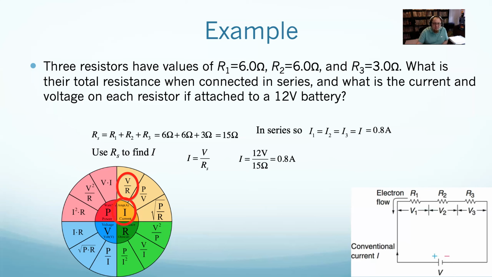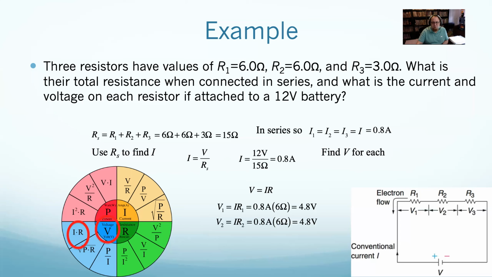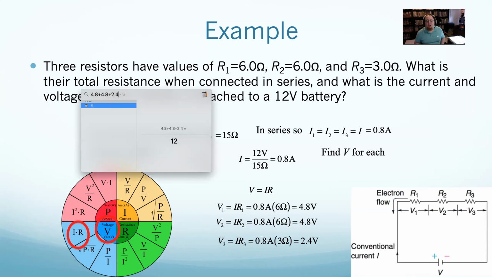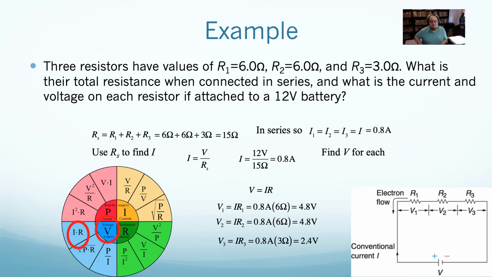To get the voltage through each one, I'll just say V equals IL. And V1 will be IL1, V2 will be IL2, and V3 will be IL3. Now note, I get 4.8, 4.8, 2.4. If I do that math, 4.8 plus 4.8 plus 2.4, I get 12. That's good. The sum of those must be the voltage of the battery. If they're not the voltage of the battery, something went wrong somewhere.